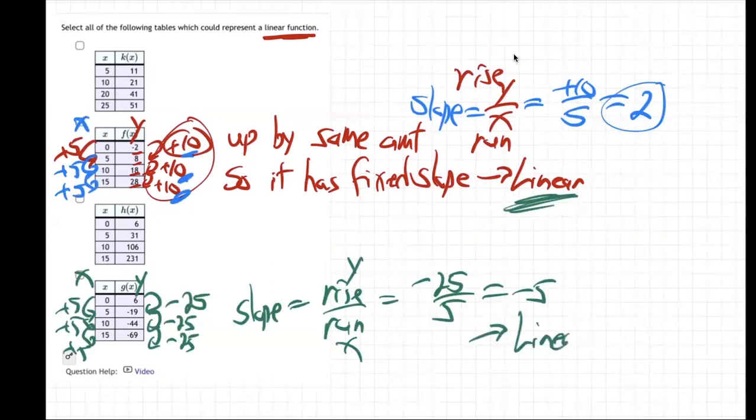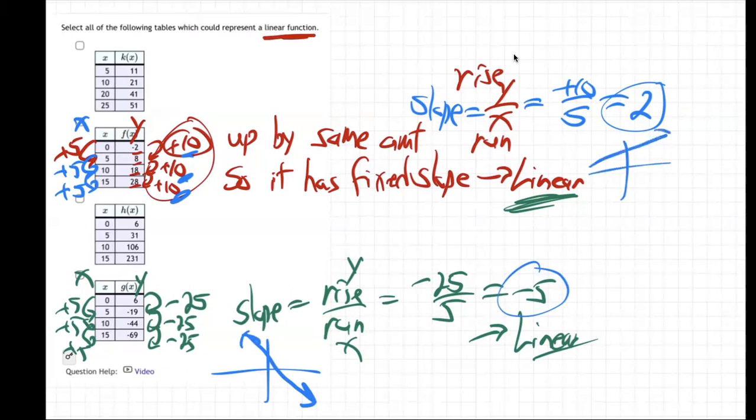If you graph it, you get a line. In fact, let me do this. To graph this one, this one is a -5 slope, so it's going to go down like this, -5 slope, whereas this one up here is a +2 slope going up. Okay, so those two are linear.